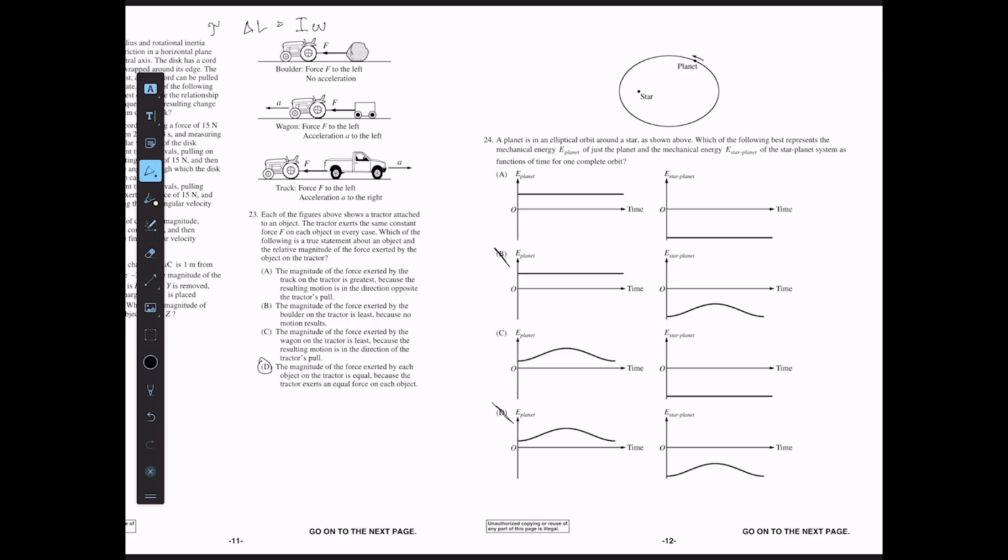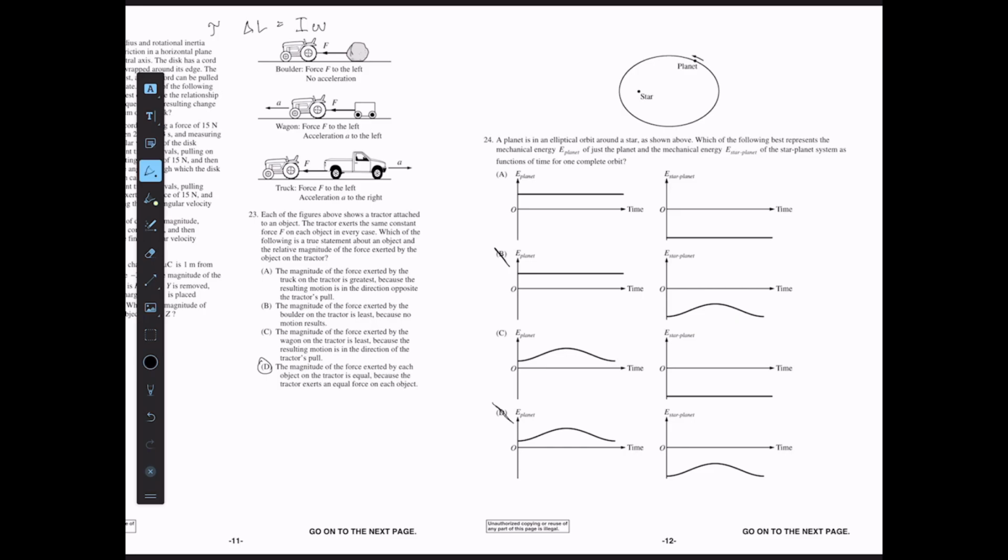I don't know. Well, basically, the magnitude of the force of all of them should be the same. Oh wait, no, it makes sense. It's probably because the truck is heavier, so the normal. Yeah. Never mind.